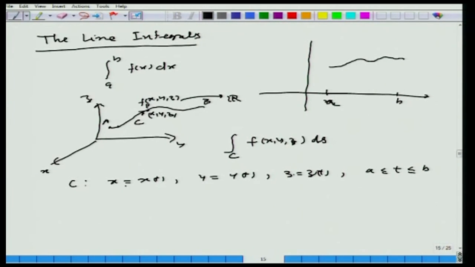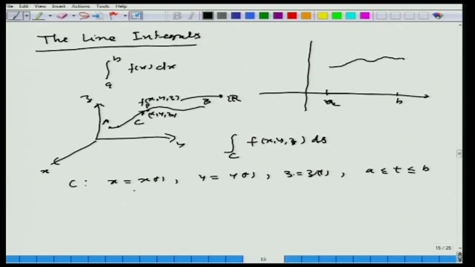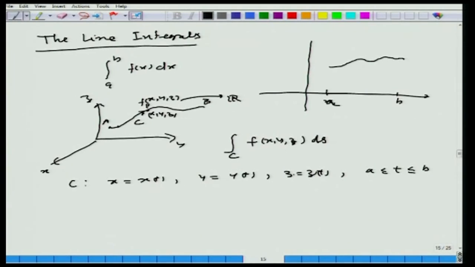Here this curve C is assumed to be piecewise smooth, in the sense that x, y, z are piecewise continuously differentiable. Their derivatives are piecewise continuous functions. So x prime t, y prime t, z prime t are defined at all points except at finitely many points where they have jump discontinuities. This curve is called a directed curve, provided we have this kind of parametric representation.